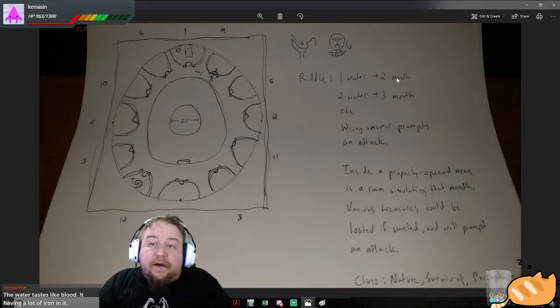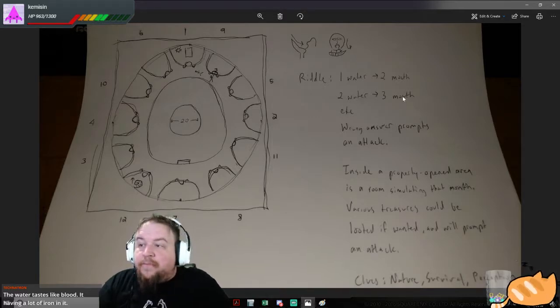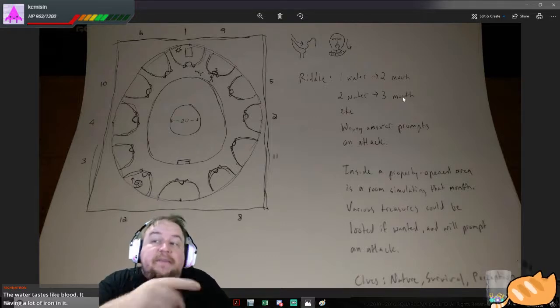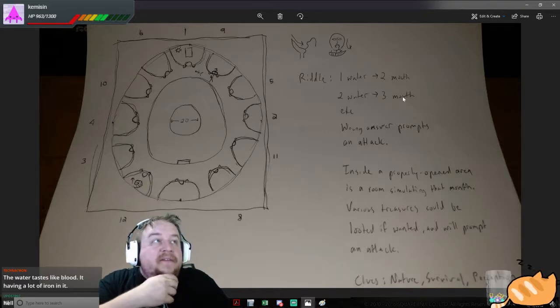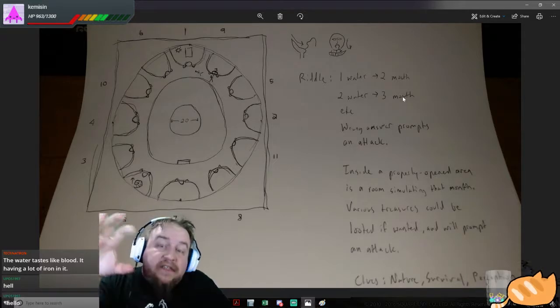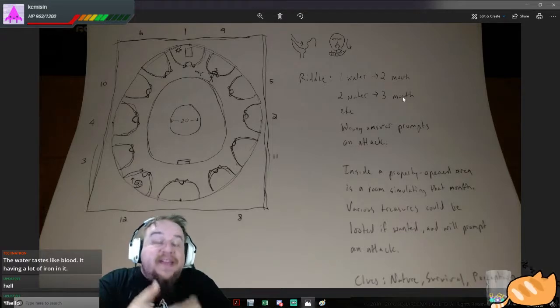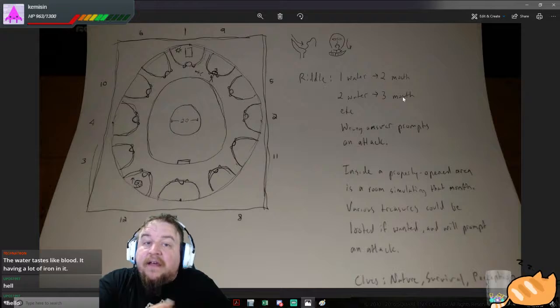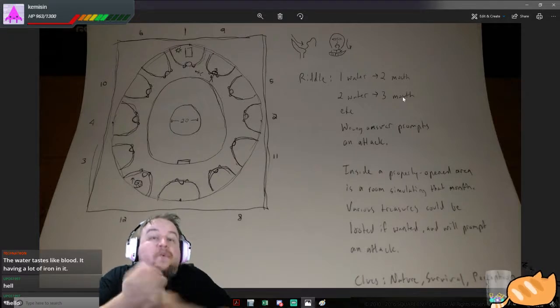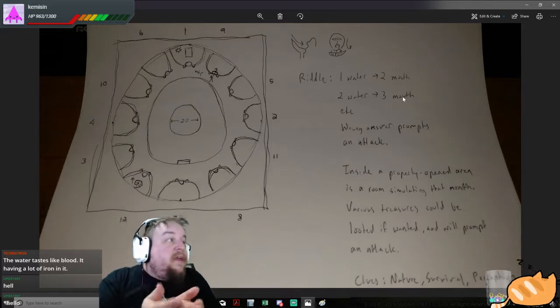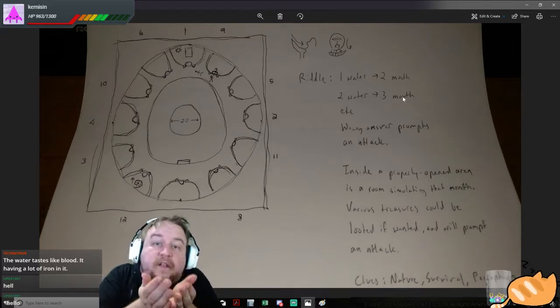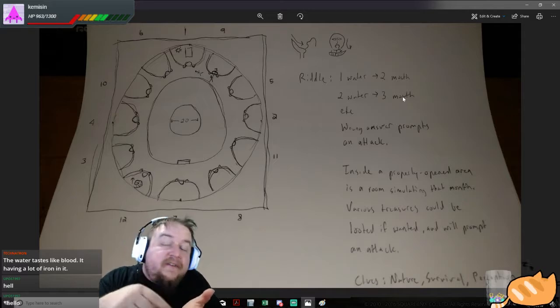1 water goes to 2 mouth. 2 water goes to 3 mouth, and so on and so forth. The water tastes like blood. It has a lot of iron in it. Well, there's going to be a similar effect, Technotron. If you get maybe into an autumn month, because the trees shed their leaves and the leaves fall in the water, the water will take on a reddish or a brownish tint. And that's going to be a clue to your players. So the water produced by maybe October's fountain will be almost tea-colored, or even have a little bit of a leaf floating in it.